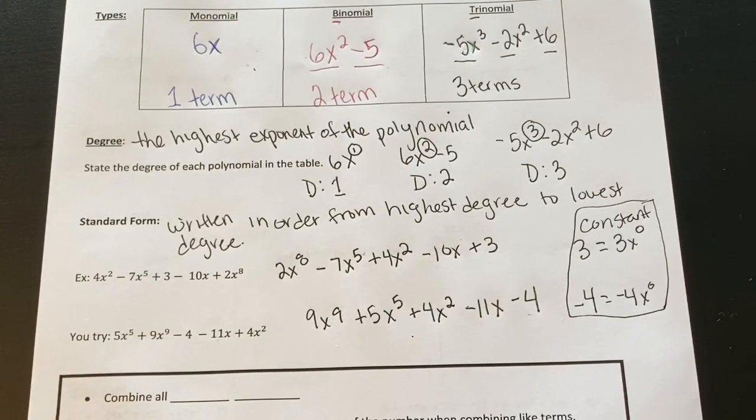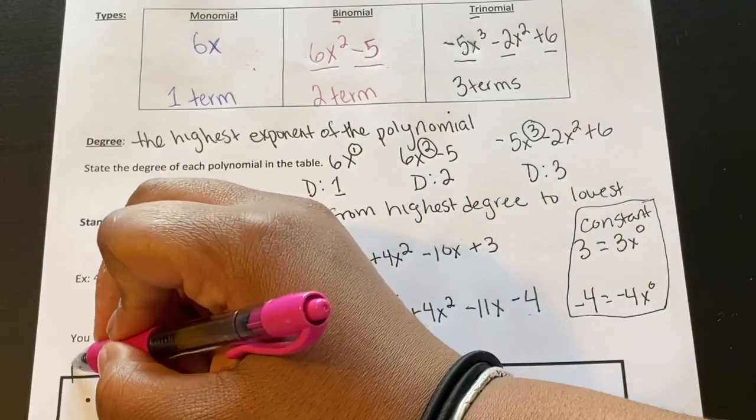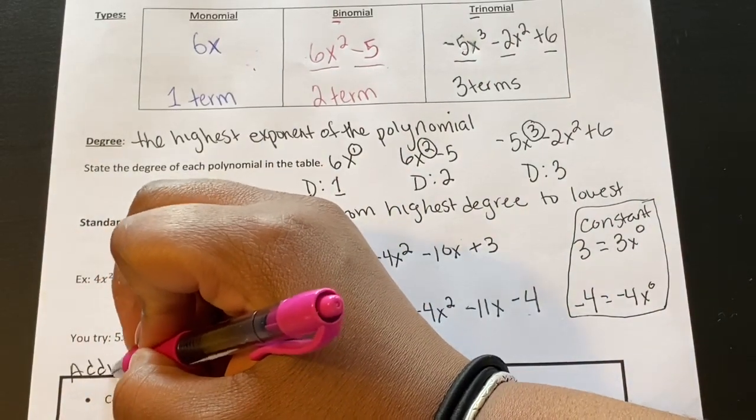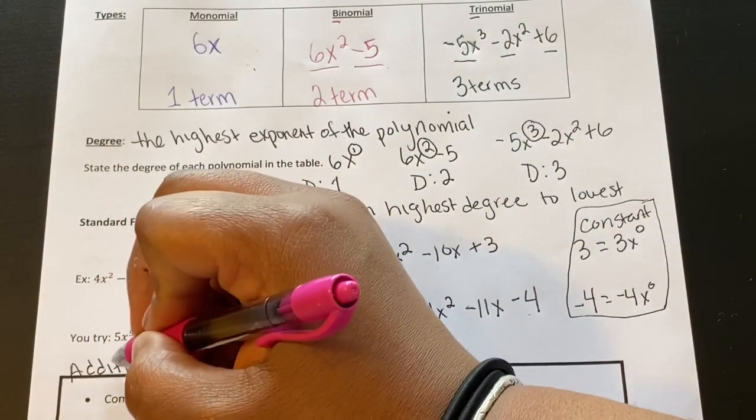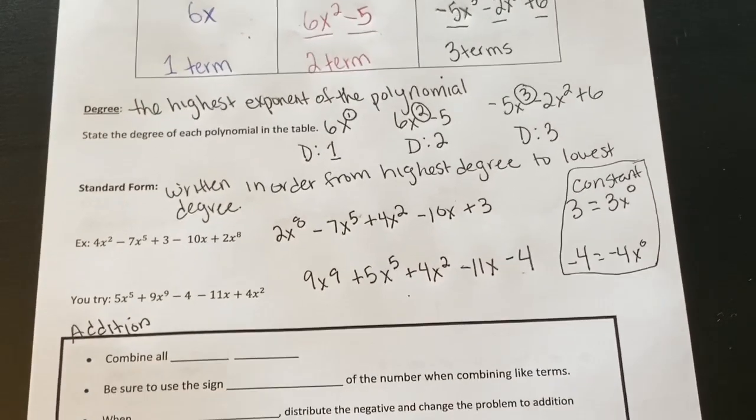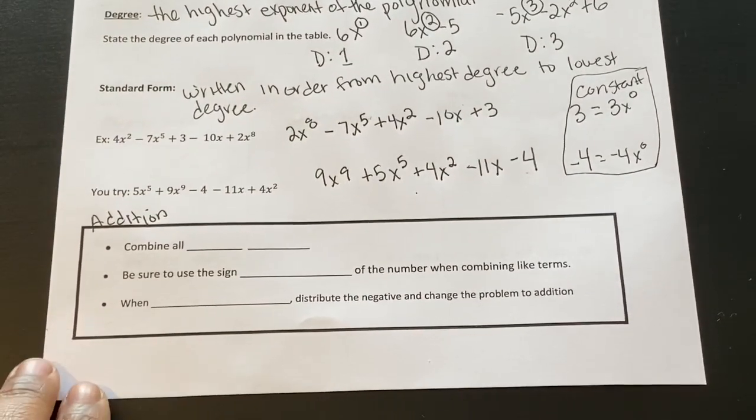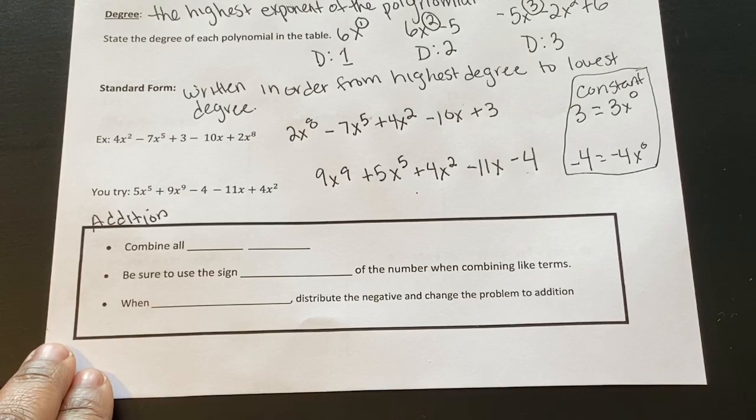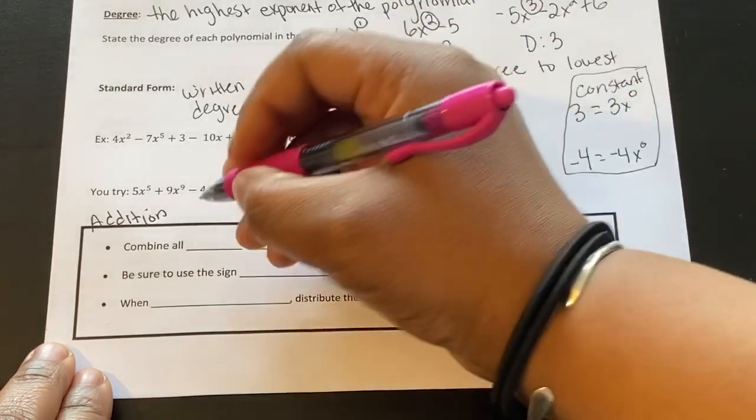Now, when you're adding your polynomials, and this should say addition, the steps to adding your polynomials. Number 1, you're going to combine all like terms.